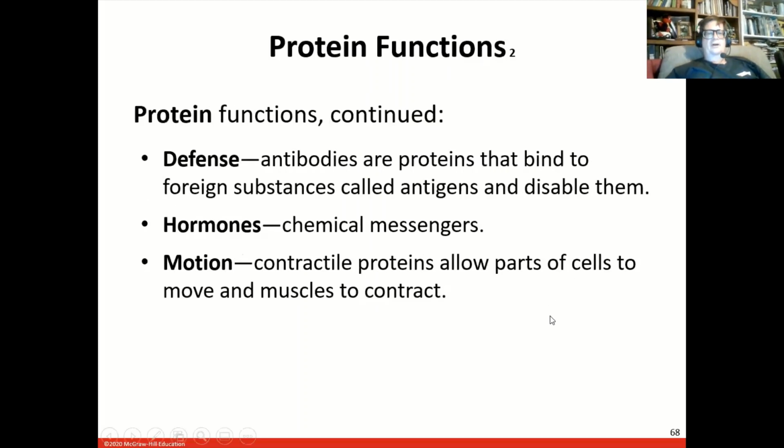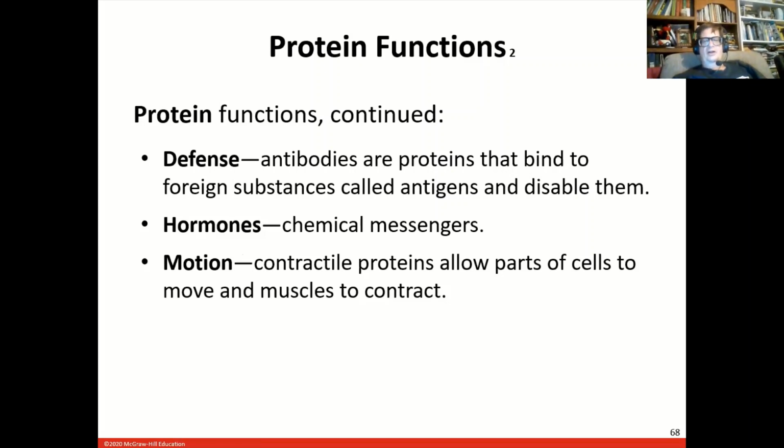All right, there's some proteins that your body uses for defense. Antibodies would be an example. They're part of your body's defense. Antibodies are used to detect and disable things called antigens. That's anything that may not belong and that can generate an immune response.